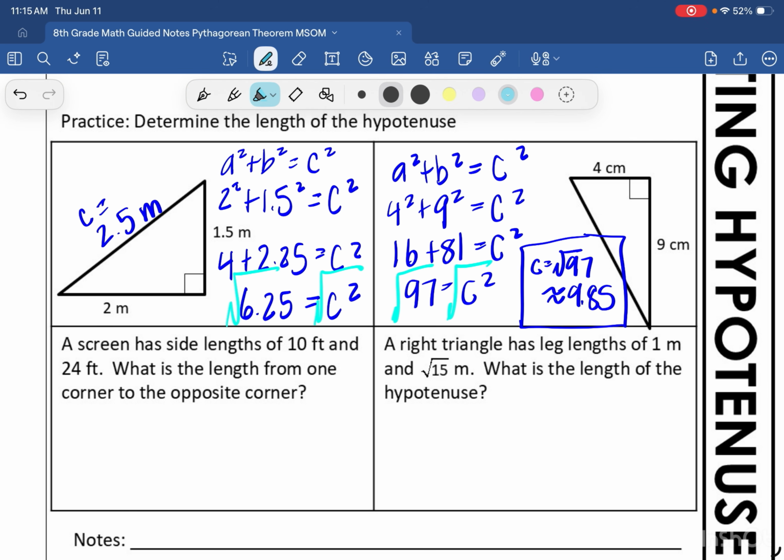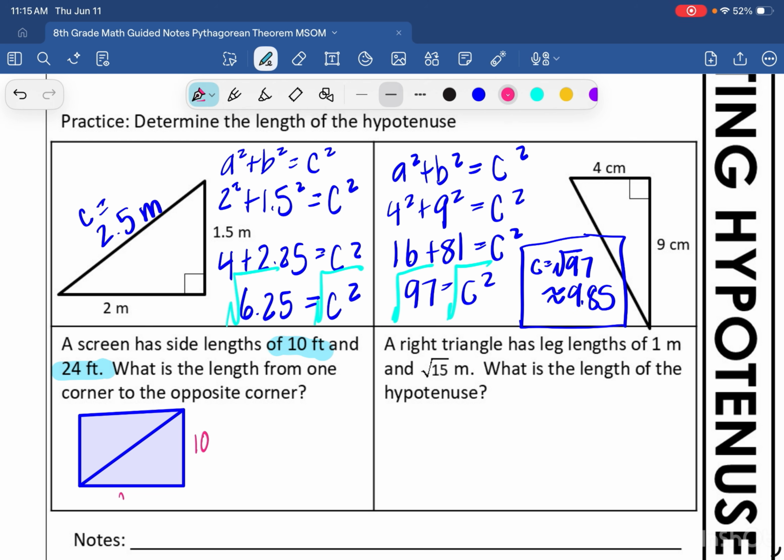A screen has side lengths of 10 feet and 24 feet. What is the length from one corner to the opposite corner? So if you need to draw a picture, my screen will be a rectangle, and I want to figure out the length from one side to the other side. It tells me that the lengths are 10 feet and 24 feet, and I need to figure out this distance right there. So we're going to use the Pythagorean theorem.